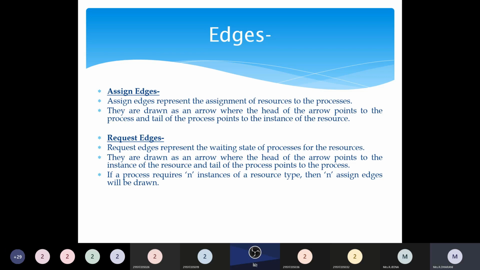The request edge represents the waiting state of a process for the resources. It is drawn as an arrow where the head of the arrow points to the instance of the resource and the tail points to the process. So if a process requires n instances of a resource type, then n edges will be drawn.